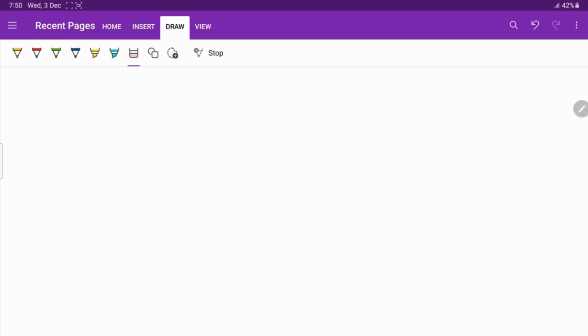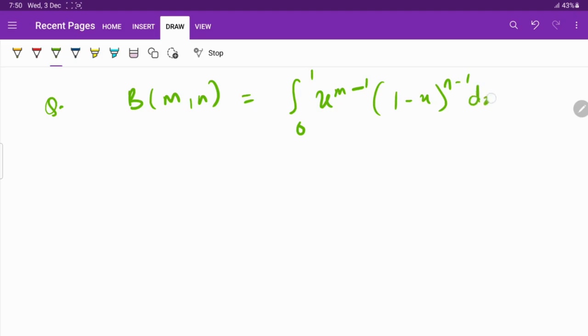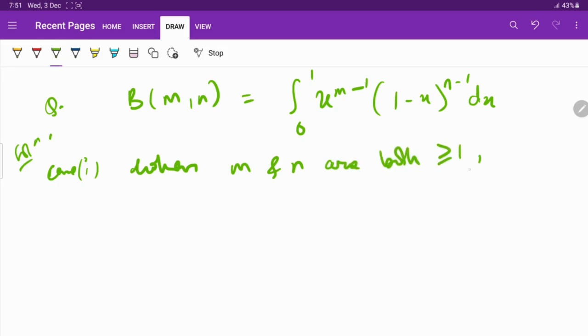So now we are going to see the convergence of the beta function. Okay, so obviously this is going to be quite easier than what we have done before. So in case 1, you can see this beta function depends on m and n. So let us consider when m and n are both greater than or equal to 1.